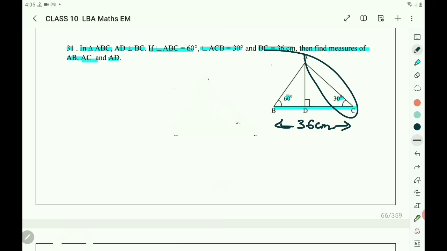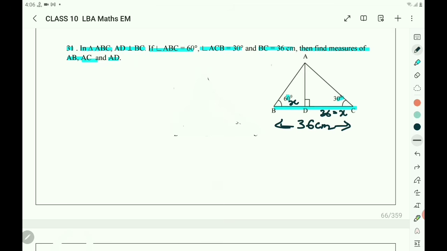and AC. Here two right angle triangles are there. Apply the trigonometric ratio. Complete BC is given. Now consider BD equals x. Then CD becomes 36 minus x. Now take the triangle ABD and apply the trigonometric ratio taking this 60 degree. Again take the right angle triangle ADC, taking this angle 30 degree, and apply the trigonometric ratio.